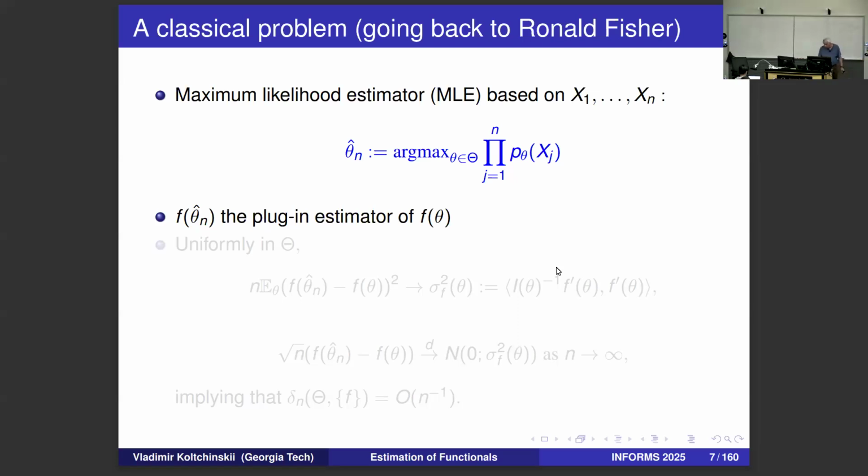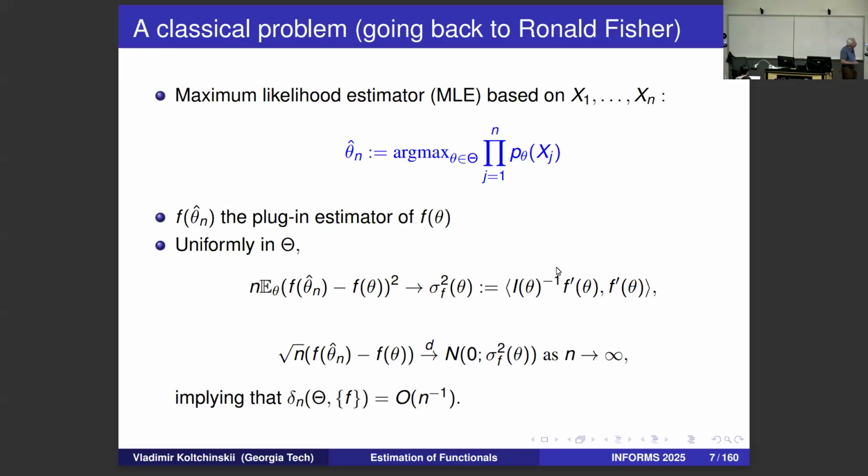And in this case, it was already known to Fisher, but it was proved rigorously later, under proper regularity assumptions, that the mean squared error multiplied by n would converge to this limit variance, which is defined in terms of the inverse of Fisher information and in terms of the derivative, or gradient, of the functional. And also we will have asymptotic normality of the plug-in estimator with this limit variance.